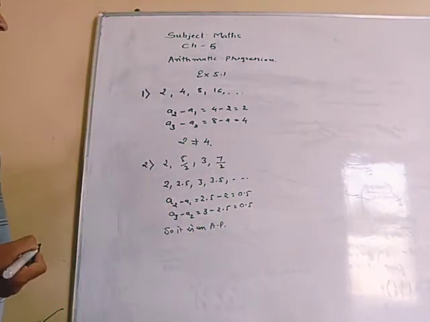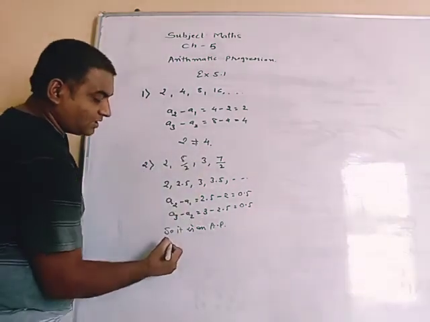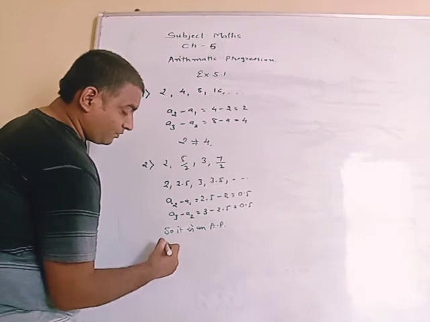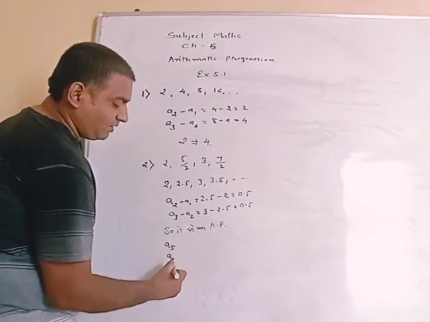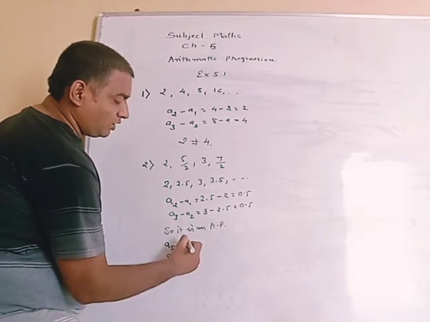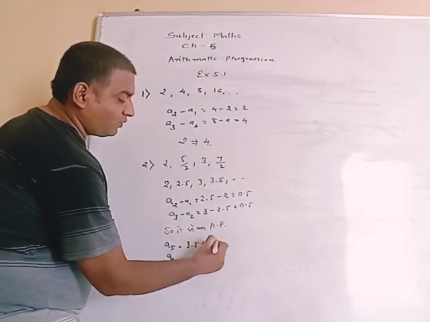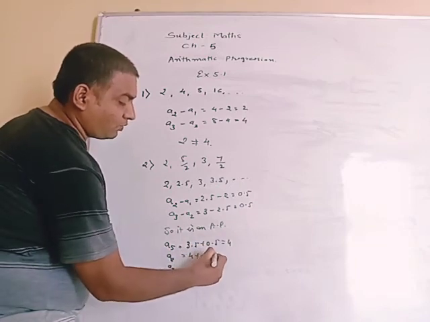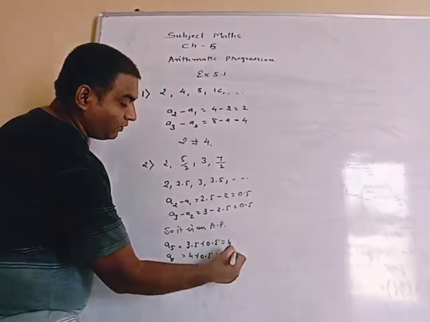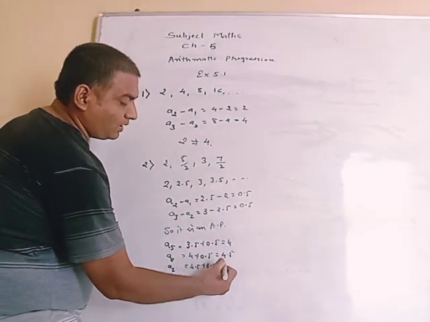Now if it is an AP, then we have to write the next 3 terms. So the next 3 terms will be A5, A6 and A7, because 4 terms are given. So A5 will be 7 by 2, means 3.5 plus 0.5, that is 4. Then 4 plus 0.5, that will be 4.5, and 4.5 plus 0.5, that will be 5.